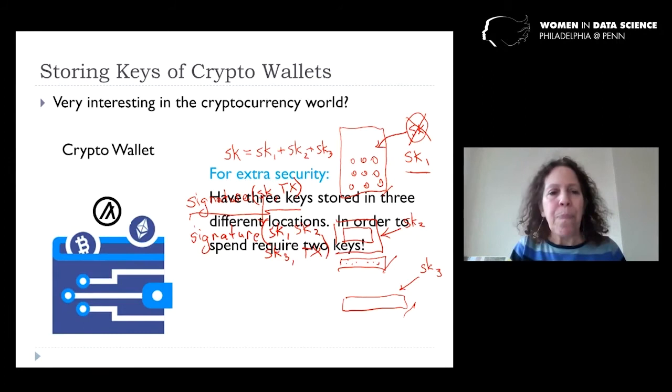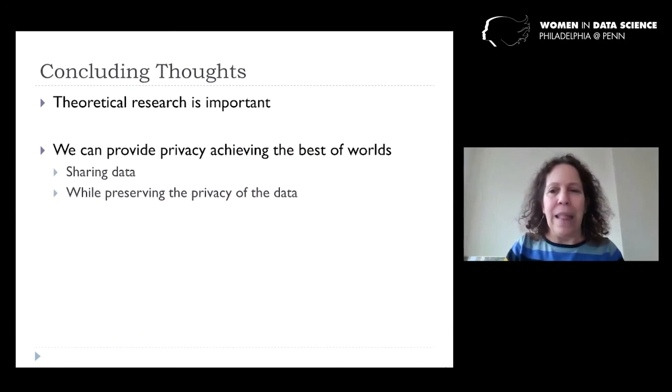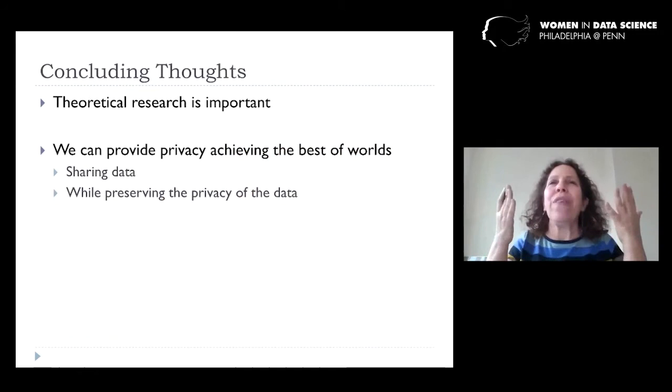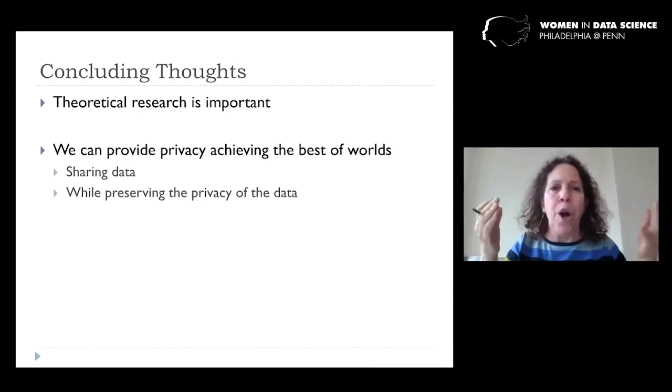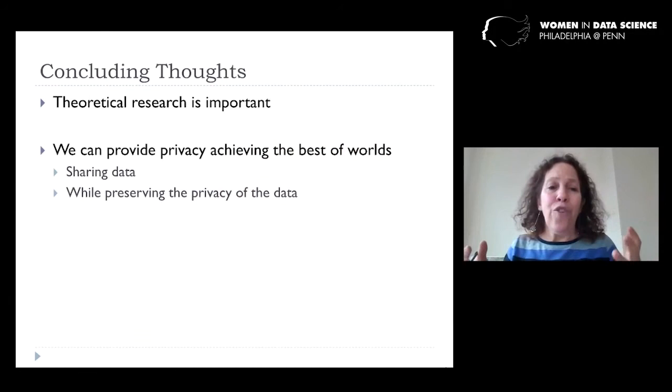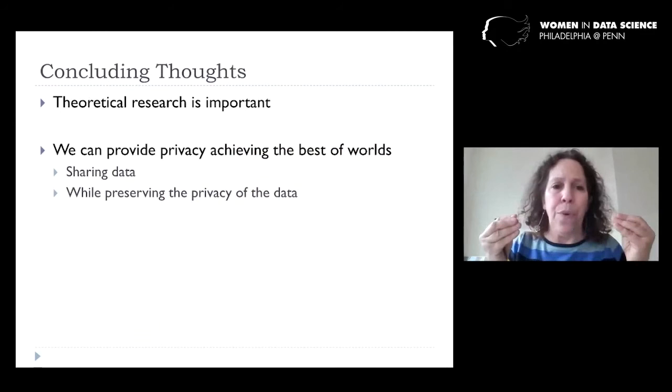So to conclude, what do I want to say? First of all, I want to say that theoretical research is important. Look at these questions that were introduced 40 years ago in a completely theoretical manner. It was just a theoretical challenge. Can we compute functions by distributed parties without exposing information? And a lot of theory was built. And then at some point, it really comes and plays a critical role in things that suddenly society needs. So this is sort of a pitch for why research, even pure research, can have big impact later.